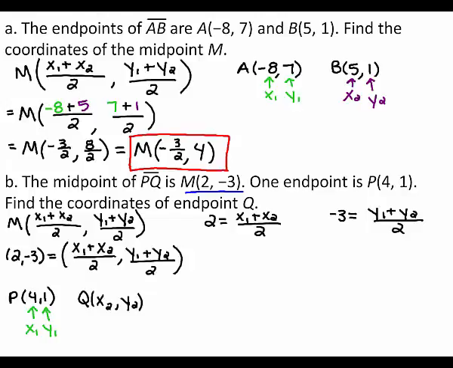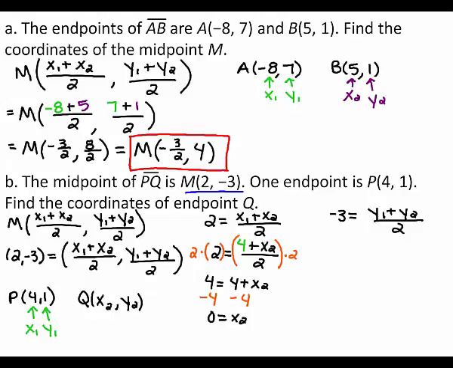To find the x-coordinate of endpoint Q, you can first substitute 4 in for x1 in the equation 2 equals (x1 plus x2) all divided by 2. Now, to solve for x2, you can first multiply both sides of the equation by 2. This gives you 4 equals 4 plus x2. Next, you can subtract 4 from both sides of the equation. This gives you 0 equals x2. So, the x-coordinate of endpoint Q is 0.